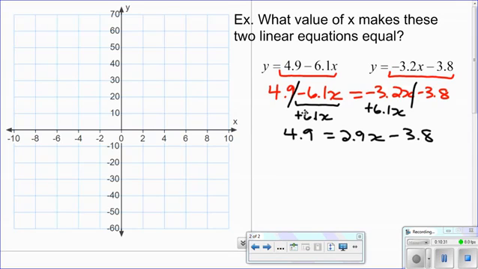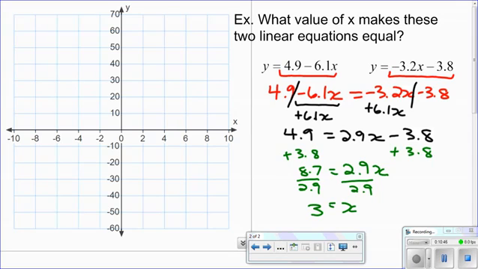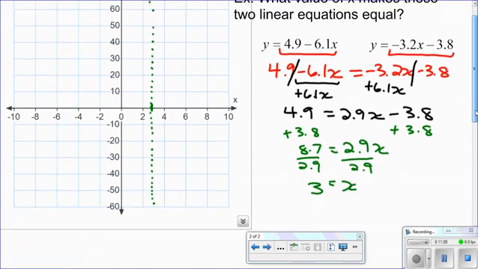So now again, we only have one x, but we need to isolate it. So we're going to add 3.8, get rid of the constant. So then we get 8.7 is equal to 2.9x. Divide both sides by 2.9. We get x is equal to 3. So that means when I go to my graph, if I go to x of 3, that's where they're going to cross, somewhere along that line, x equals 3. That's where they're equal. Now, and this is a bit of an extension, if I wanted to know the exact point where they crossed, I'm going to find out what the y coordinate is.